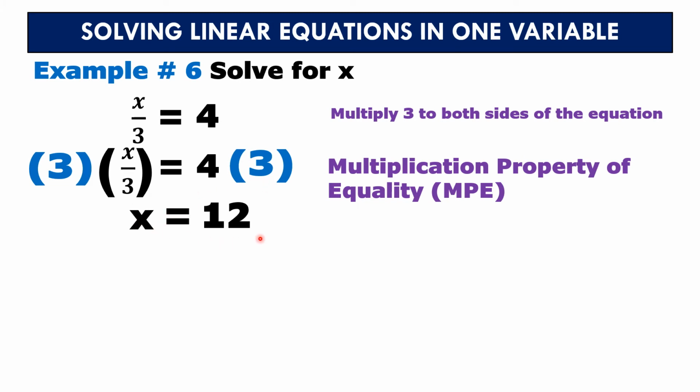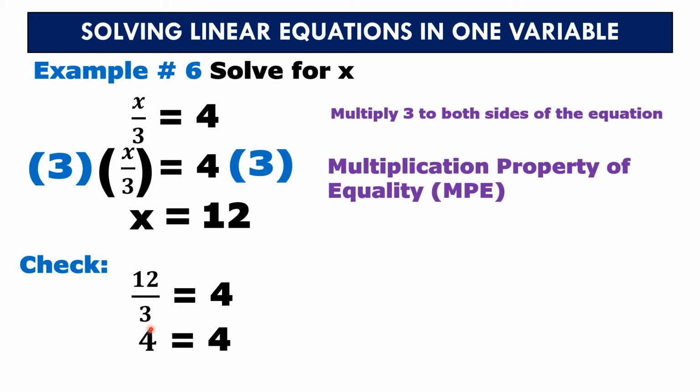So, check natin kung tama yung answer. So, substitute the value of x. So, that is equal to 12. So, we now have 12 over 3 is equal to 4. 12 divided by 3 is 4. So since this is correct, that means 12 is the solution of the equation.